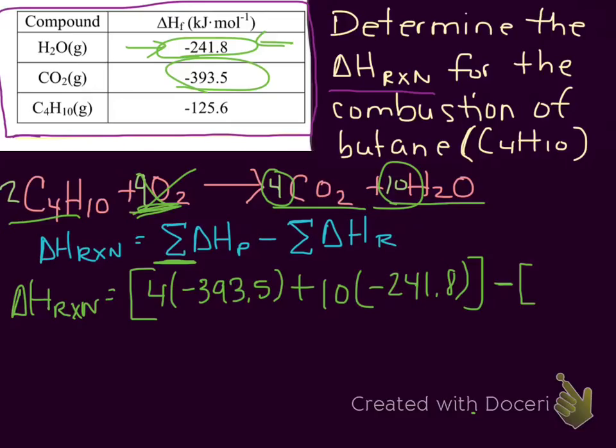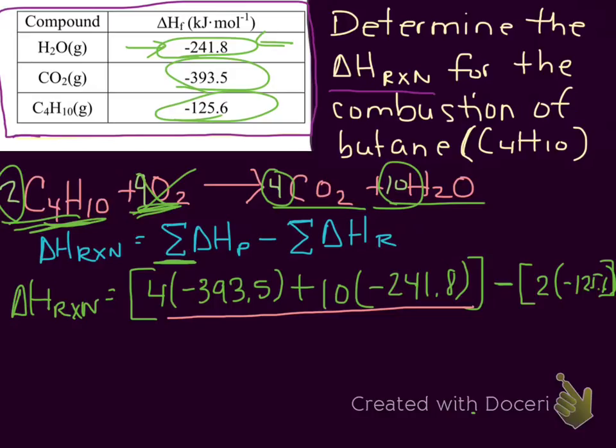All right, so the only one we need to worry about is the butane, and we have 2 of them, and each one is that value. So we'll do 2 times negative 125.1.6. Okay. All right. So now it's just a matter of calculating. So what I suggest that you do is you calculate all of this one, get a value, and all of this one and get a value, and then subtract the two just to keep your numbers organized.